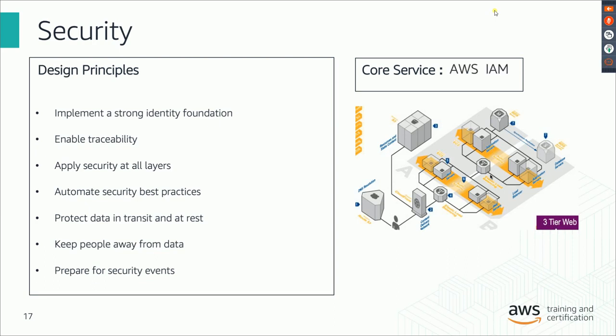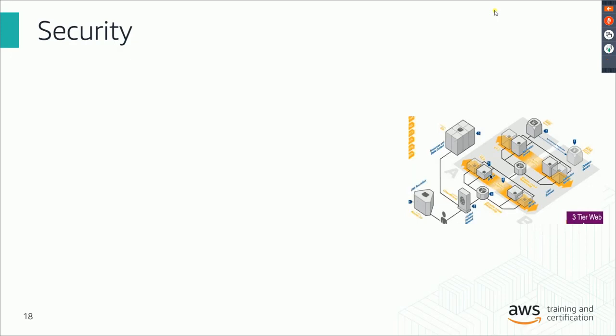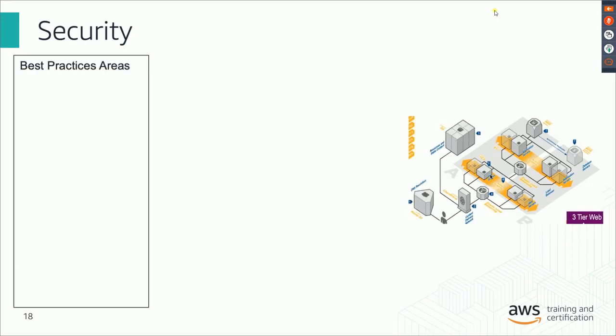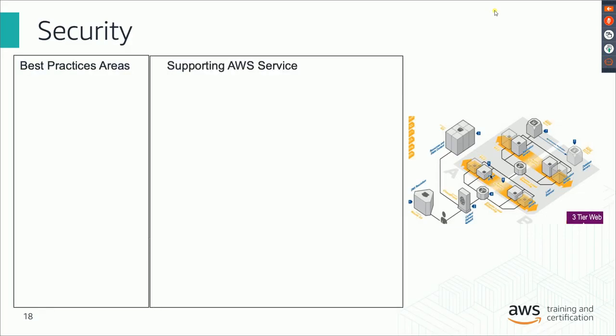The core service from a security standpoint here is IAM. Needless to say, everybody uses that first when you log into your account, and that's the first guardrail. That's the first thing that is important, right? Having set the foundation for the design principles and the core services, we now want to move our focus and understand from a security perspective what the best practices in this area are and what the supporting services are.